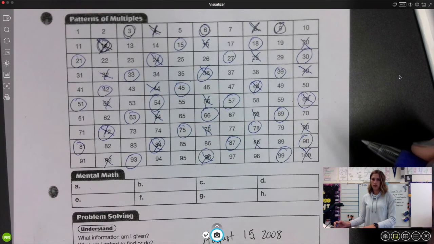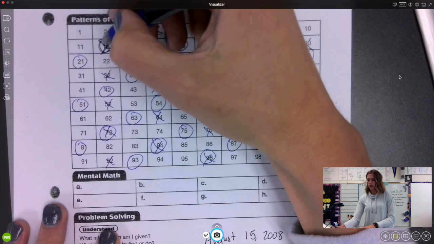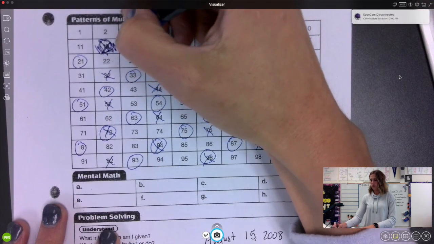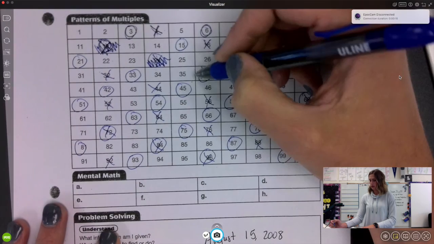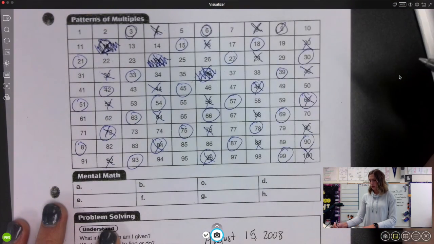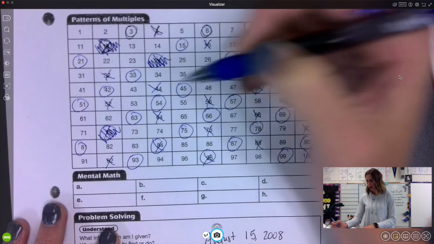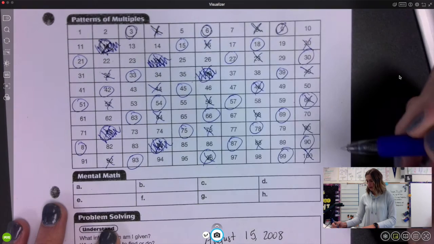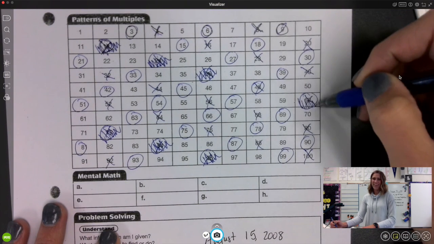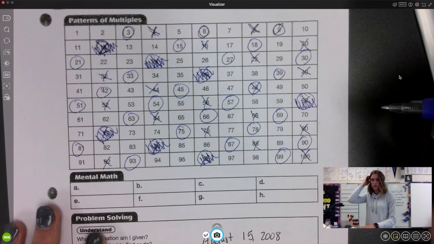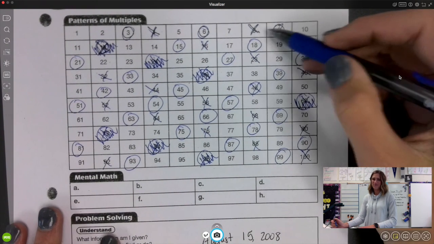Now, it wants us to shade in the ones that have both a circle and an X. So, for example, number 12 has a circle and an X because it's a multiple of 3 and 4. So we're going to shade it. Same with 24. Same with 36. Same with 72, 84, 96, and 60 here. All of these numbers are multiples of both 3 and 4 because they were both circled and they had an X through them.